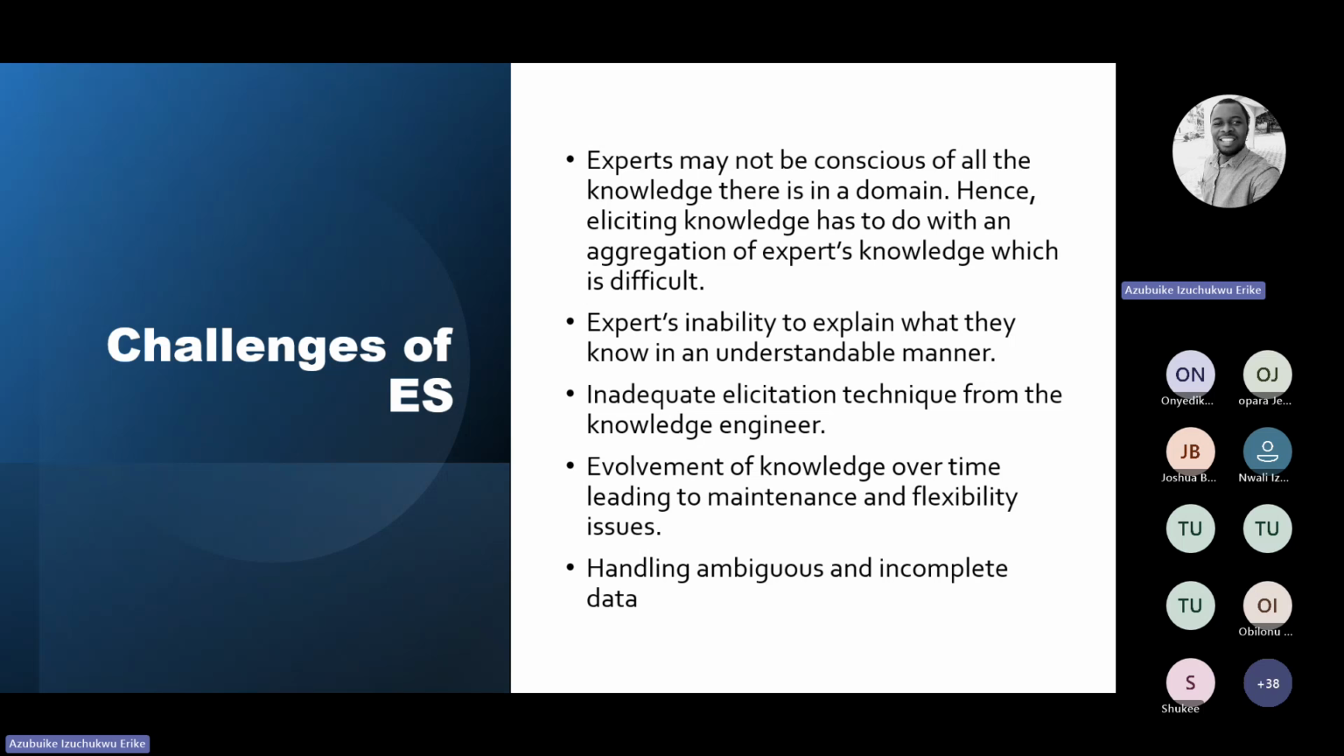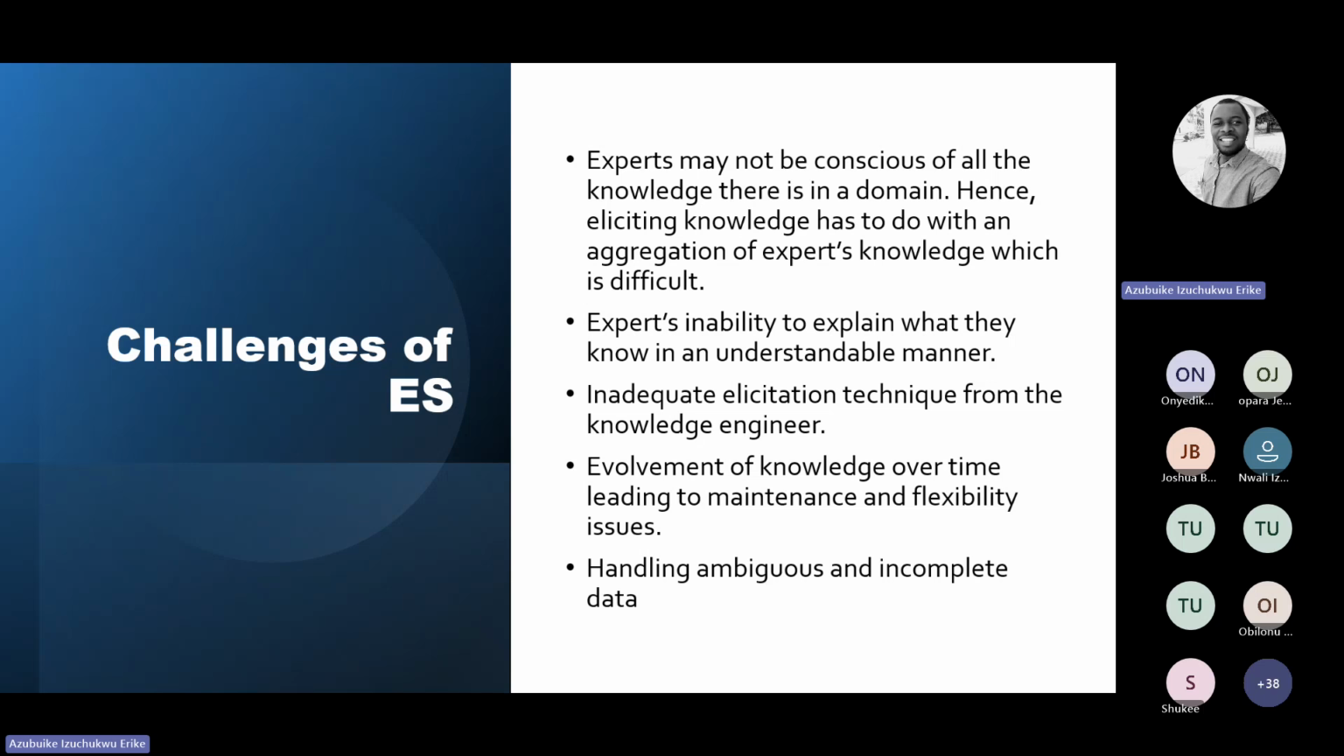Okay, so what am I saying? The functionality of an expert system is directly proportional to some of these things. Number one, the expert's ability to explain the knowledge he has. Number two, the expert's ability to be conscious of at least a greater percentage of the knowledge in the domain. Number four, inadequate elicitation technique: if the knowledge engineer does not have what it takes to elicit proper information from the domain experts.